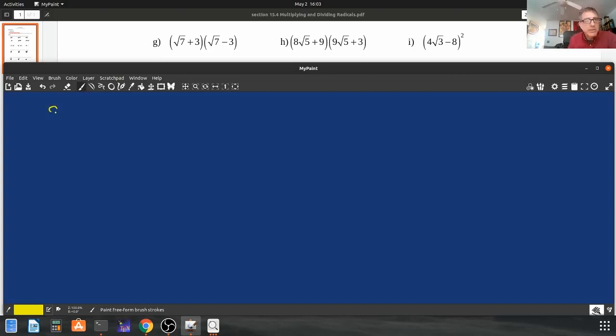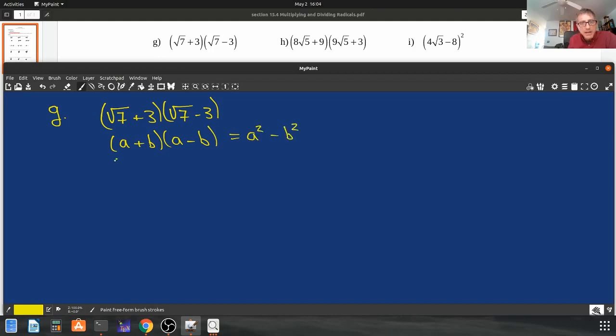So let's look at G. Here we have the square root of 7 plus 3, so we're multiplying two terms. Oh, how nice this one is. Square root of 7 minus 3. So we're going to use the a plus b times a minus b formula. That's the difference of squares factorization.